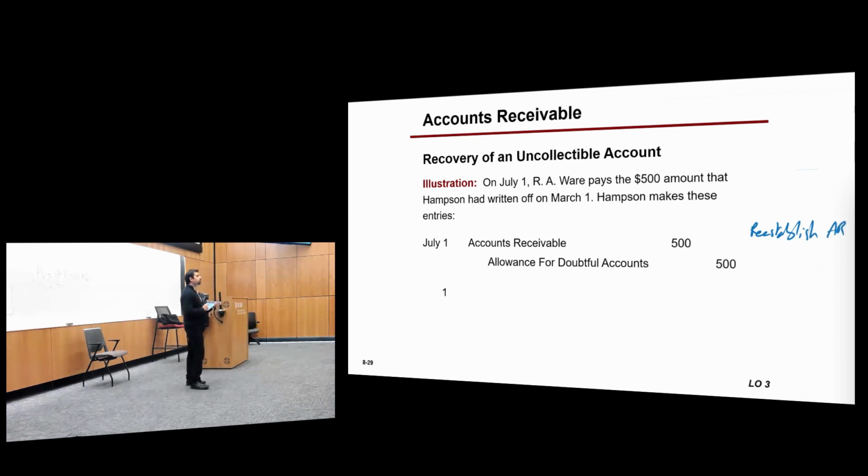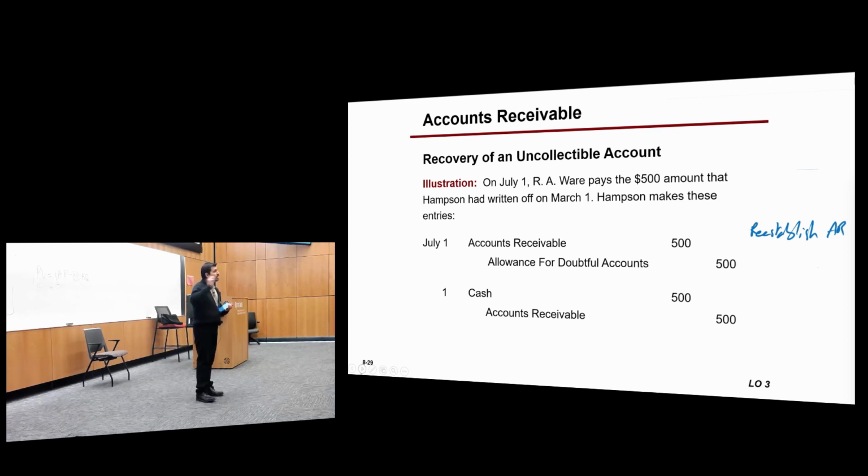Next step would be to recognize debit cash and credit accounts receivable. This is where you want to recognize for the dance as well. Not just for the correct answer, but for the dance as well. Now, this is where the company is recognizing the receipt of money.